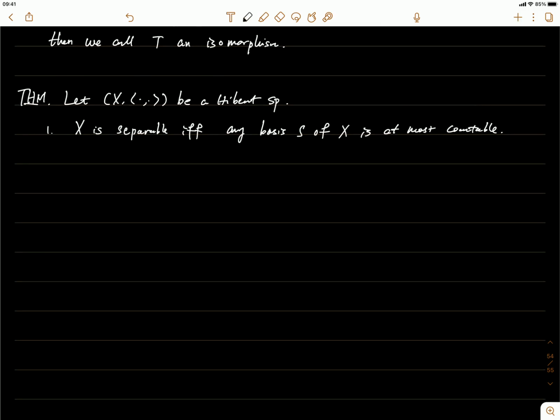Either finite or countable. So we recall, what do we mean by a separable space? It means that it has a countable dense subset. X is separable if it has a countable dense set. And the basis we just introduced, S is a basis if every x can be written as a linear combination of the elements in S. If this basis contains at most countably many vectors, then we say this basis is at most countable. So these two are actually equivalent.